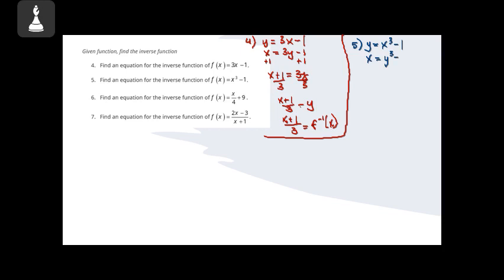In order to get y by itself, I need to first add 1 to both sides. So x plus 1 equals y cubed. And then to get rid of the cube, I need to cube root. So I want to cube root both sides. It's going to give me the cube root of x plus 1 equals y. And then instead of writing y, I have to write it as the inverse of the function.